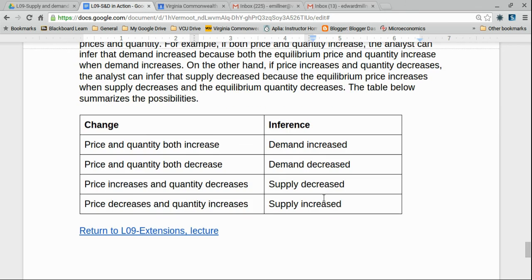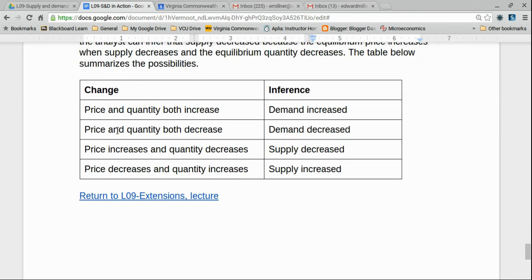The table below summarizes possibilities. If both price and quantity increase, that looks like an increase in demand. If both price and quantity decrease, that looks like a decrease in demand. If price rises and quantity falls, that looks like a decrease in supply. And if price falls and quantity rises, that looks like an increase in supply.